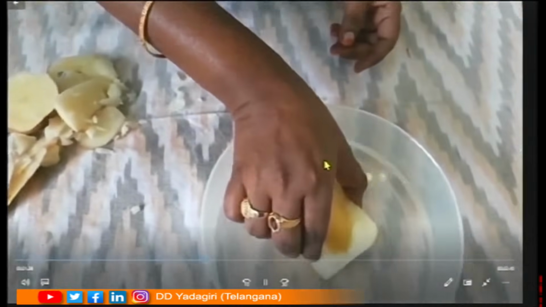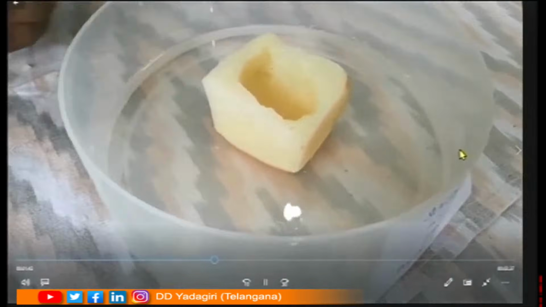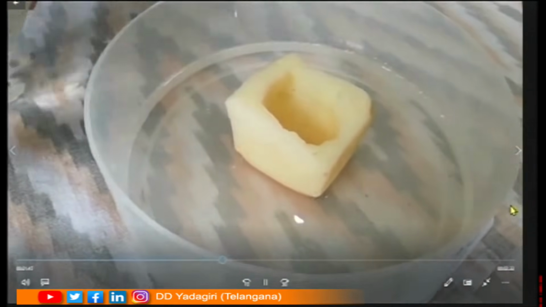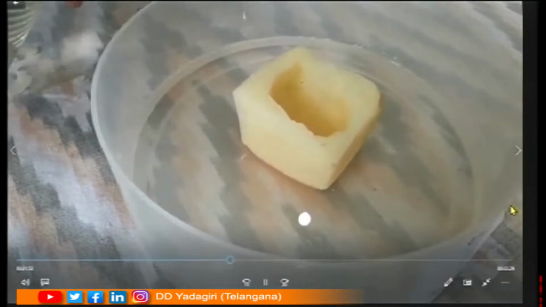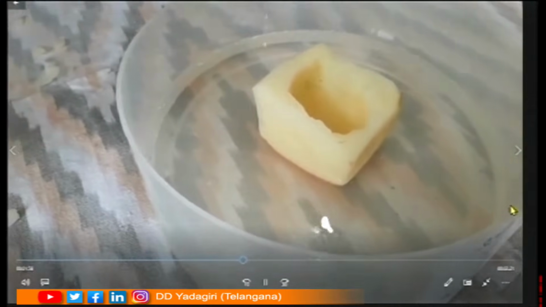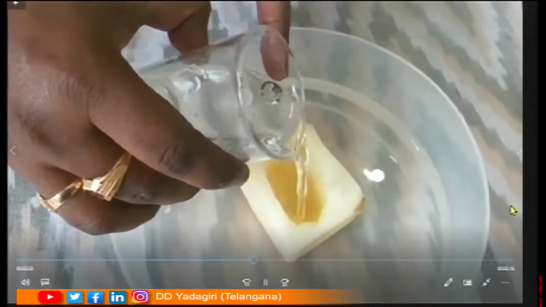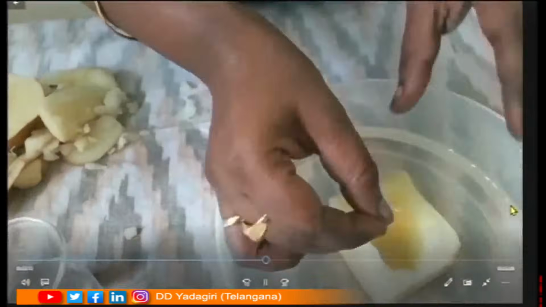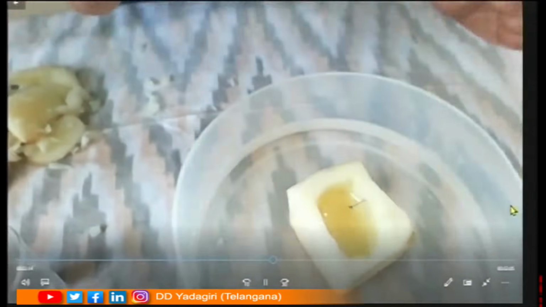Now keep the potato cup in the trough which is filled with the sugar solution. Now we need to add some more sugar solution up to the height of half of the potato cup. Yes, half. Now take some water and pour it in the potato cup. Now pierce a pin to mark the level of the water in the potato cup.